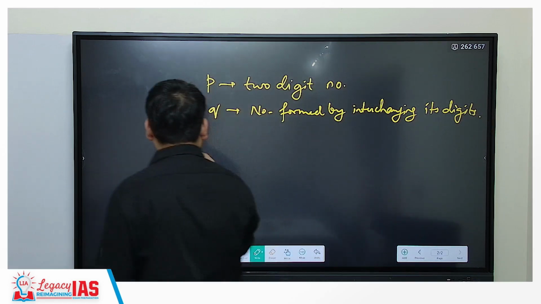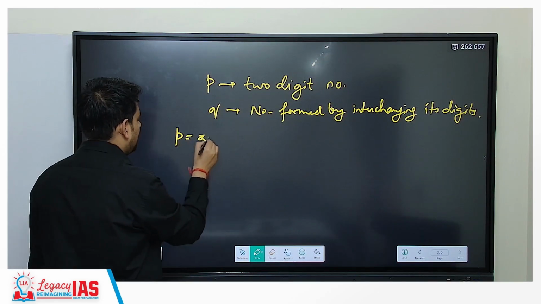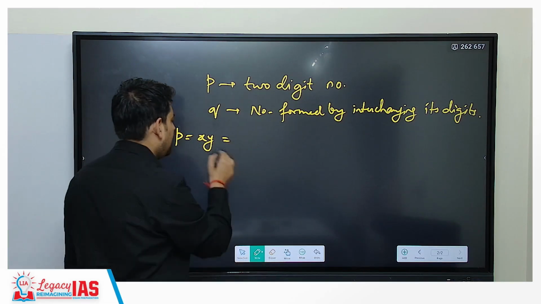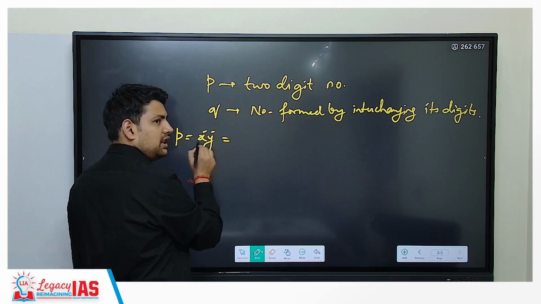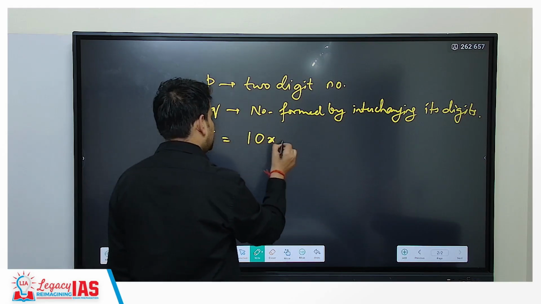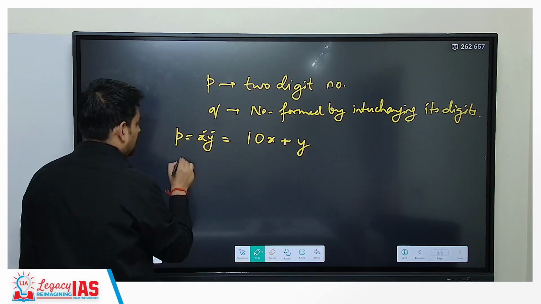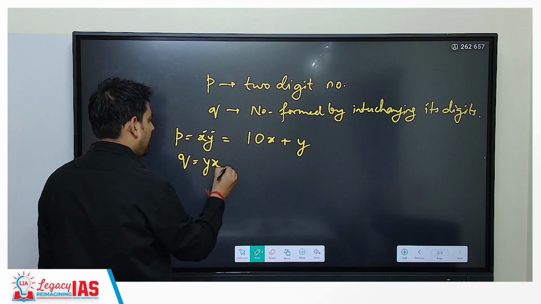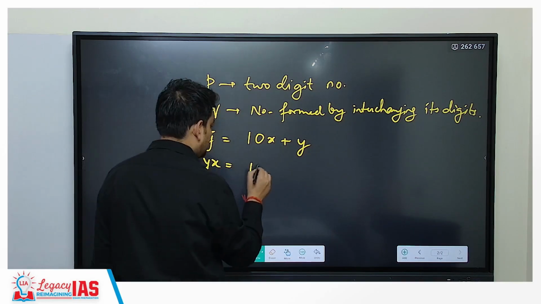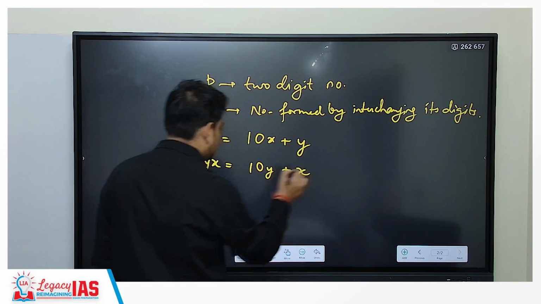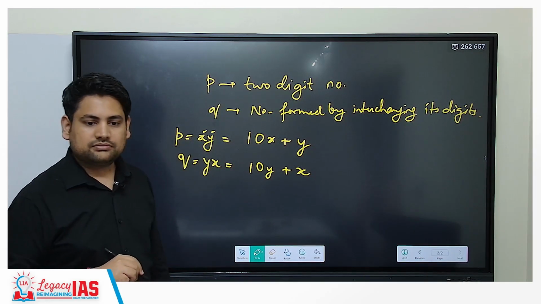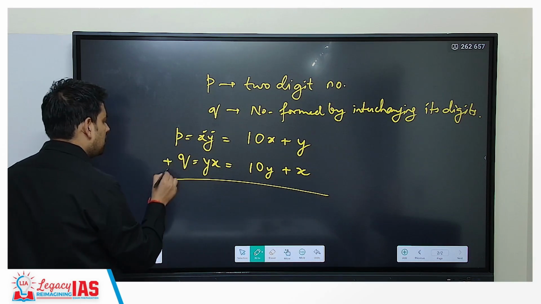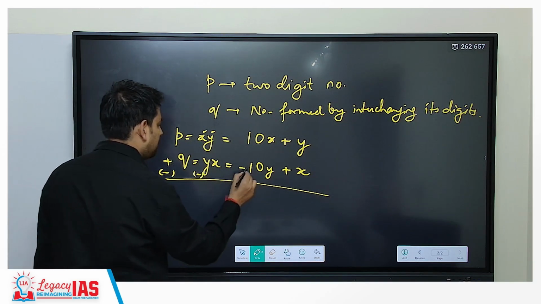Correct? So if P is a 2-digit number, let's say of the form xy, then can you write this in expanded form? This is the 10s digit, this is the 1s digit. So it will become 10x plus y. Similarly, Q would be, interchange this, yx. Now yx can be written as 10y plus x. Correct? This much you understand? Now what we can do is subtract both of these equations.